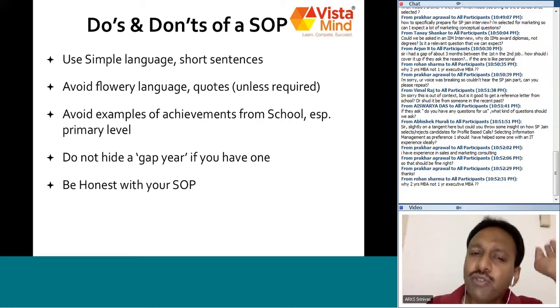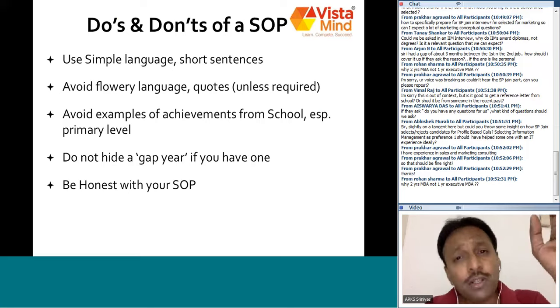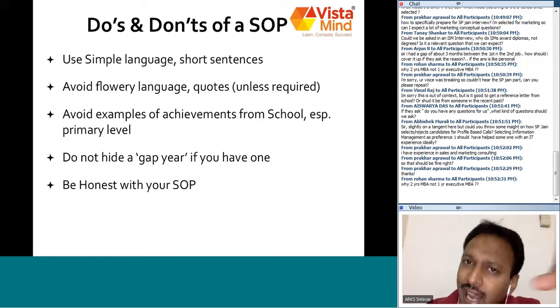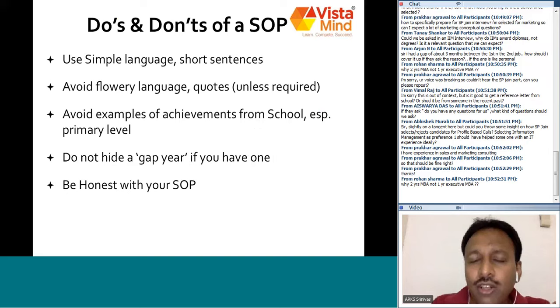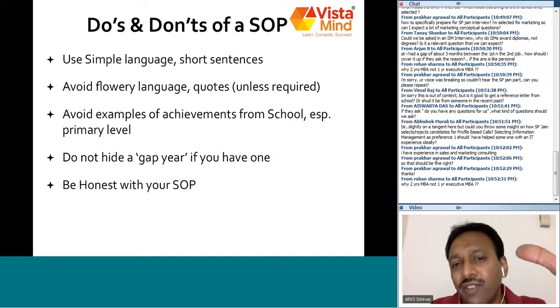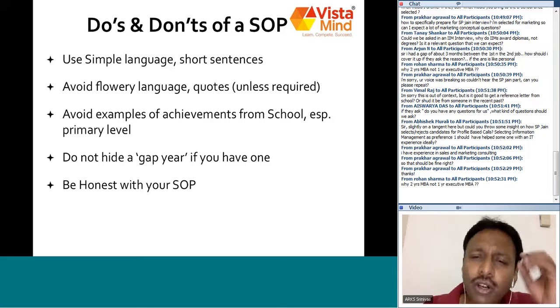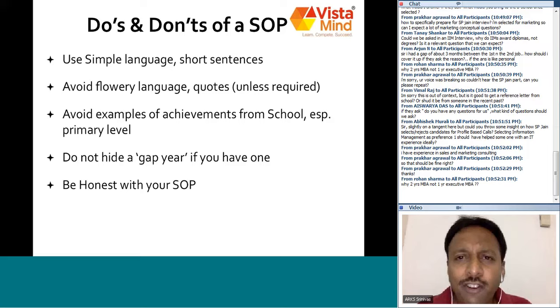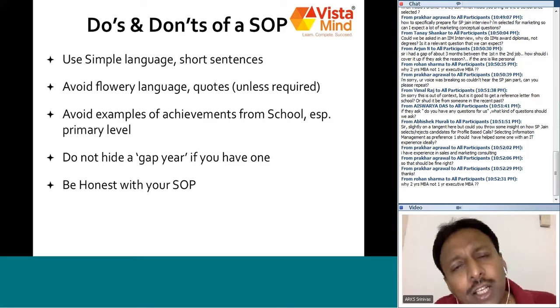Avoid examples of achievements from school or primary level. If there is nothing else, you can use it, but as much as possible avoid going too far back in the past. The recent past is important. Arjun was asking me, should I hide this 3 months gap? Even if the gap is one full year, there is no point in hiding it. Be truthful. Nobody is going to reject you because you did not do anything for 1 year or did not have anything great to do for 1 year. In a career spanning 35, 40 years, guys, half a year or 1 year is not an important thing at all.